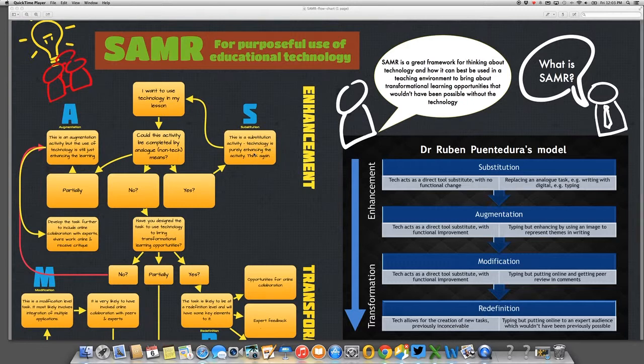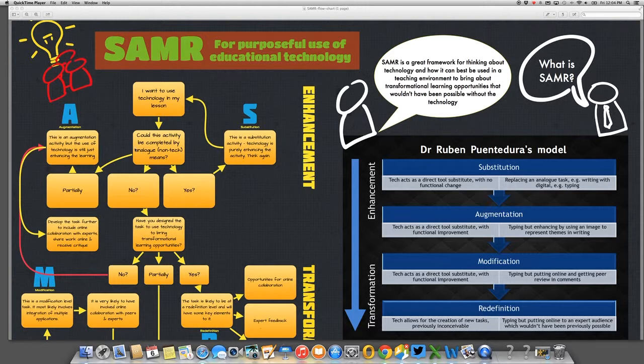So think about your lesson, and if the technology is just a substitution activity, so it's purely enhancing the activity, then you need to rethink that model. So thinking about, I want to use technology in my lesson here, and moving down, could this activity be completed without tech? If your answer is yes, then you didn't get anywhere by using that technology. It may have really enhanced the activity, made it a little more fun for the students, but it really didn't transform the instruction. So if you can include technology in a way that you could answer no, that it could not be done in a non-tech way, then you're on the right track.